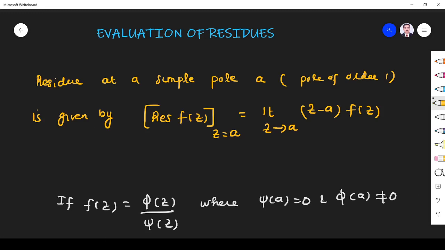Hi friends, in this video we find the method to evaluate residues. We have three different cases to evaluate the residues, so let us see that. I will apply the formula only; I won't explain the concepts, but I will explain how to solve the problem in the simplest manner.